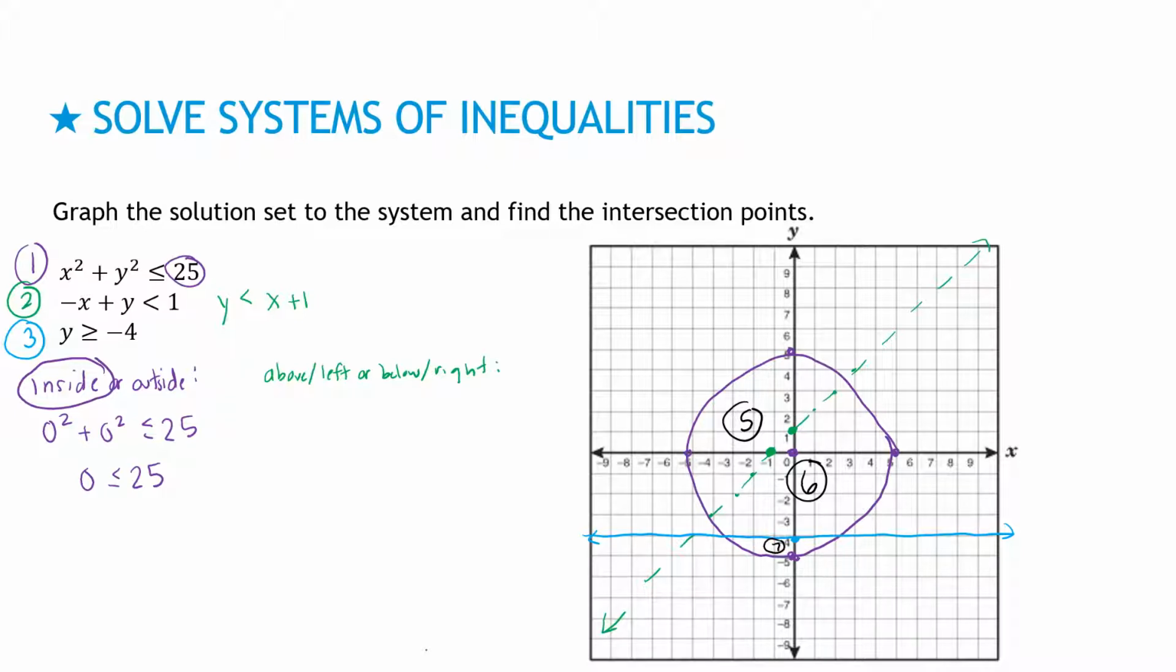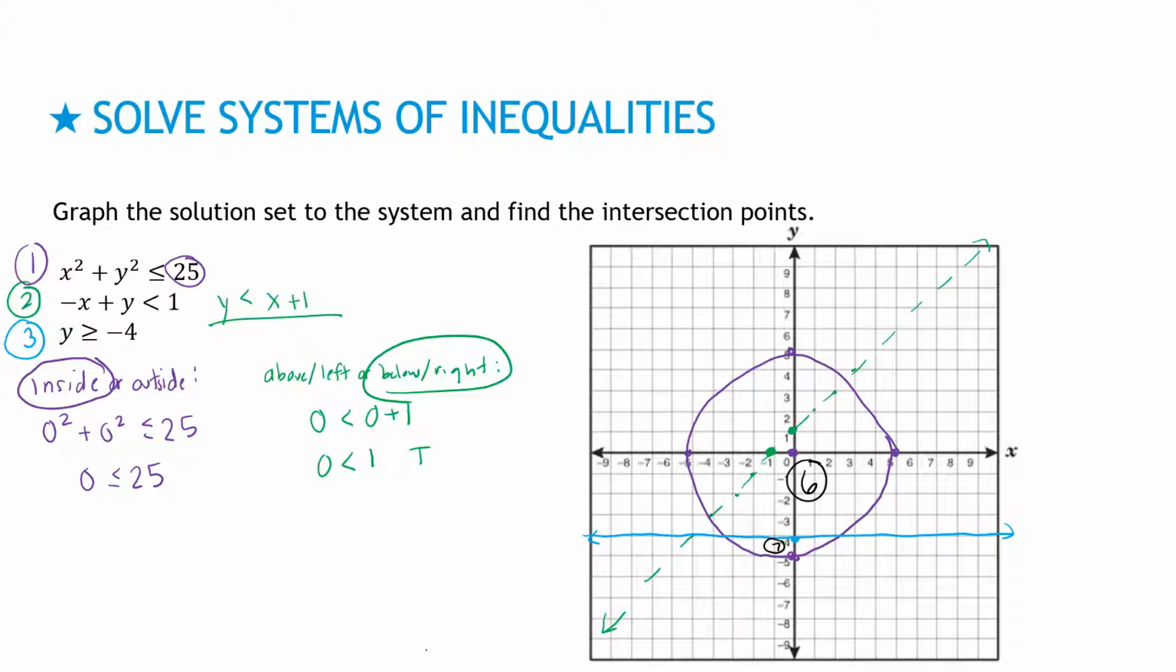I'm going to use, actually, you can use the original equation. I'm going to use this guy. 0 is less than 0 plus 1. 0 is less than 1. True. 0 is less than 1. 0, 0 should be shaded. That's the below and to the right situation, which means it can't be 5. So now I'm just choosing between 6 and 7.